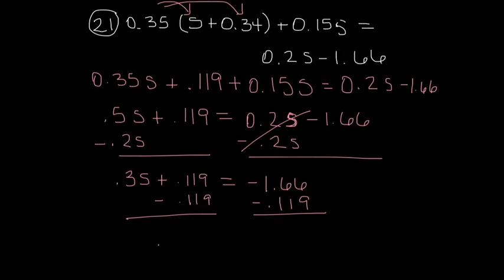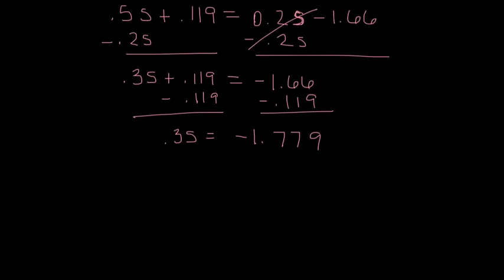So I get 0.3s equals, let's see, negative 1.66 minus 0.119 is equal to negative 1.779. If I finish this one off by dividing both sides by 0.3, my 0.3's cancel out, and I get s is equal to, let's see, negative 5.93.